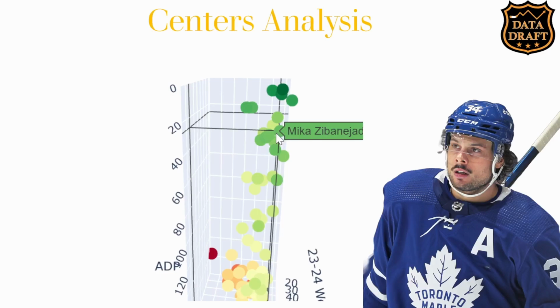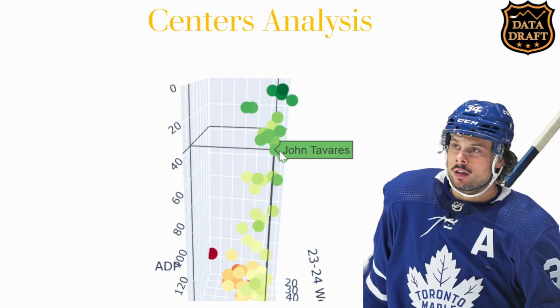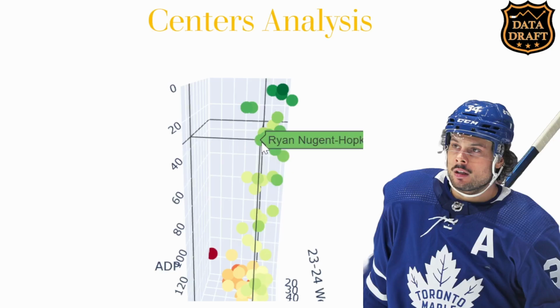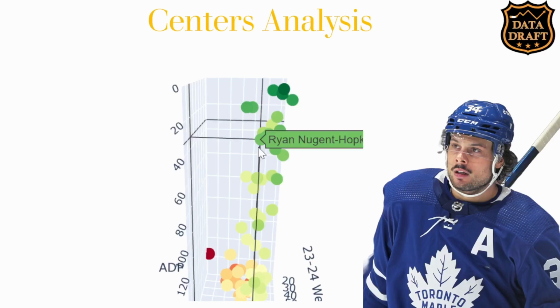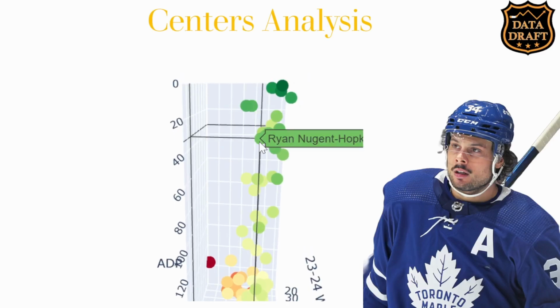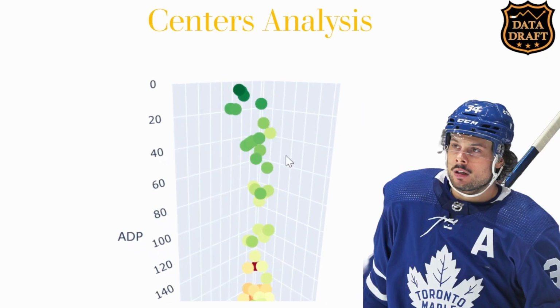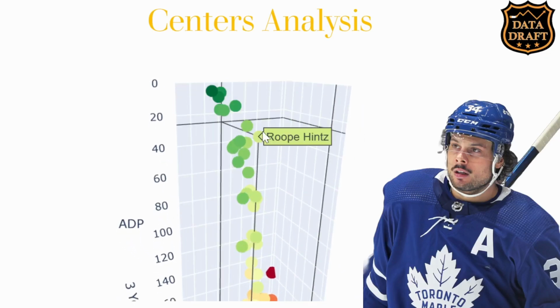Mika Zibanejad, Nugent-Hopkins, there is fear of regression there. And he is one of those guys that kind of popped off, had a career year last year. It's tough to follow up a career year with another career year. So I would think of him as maybe not the target here. There's a bunch of other guys that you can get in this range. And this is tier 2. So you got 1, 2.